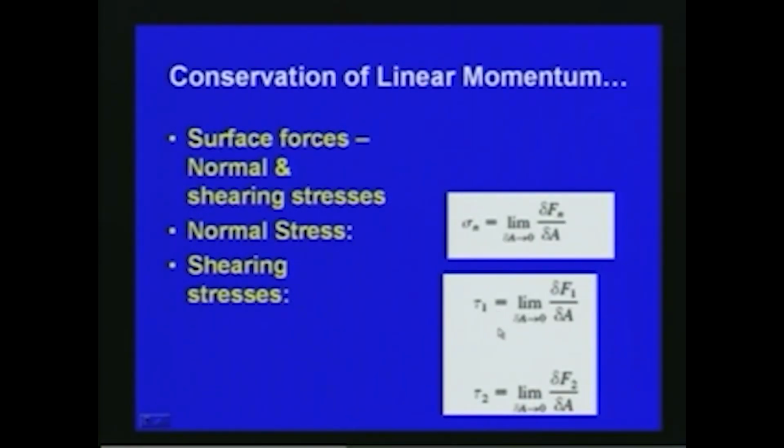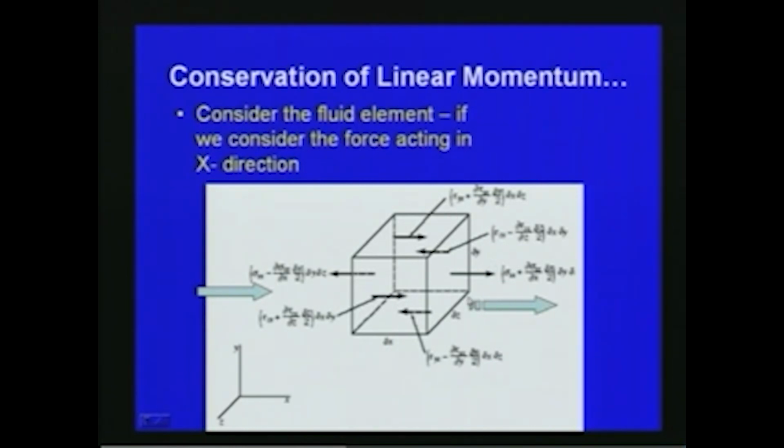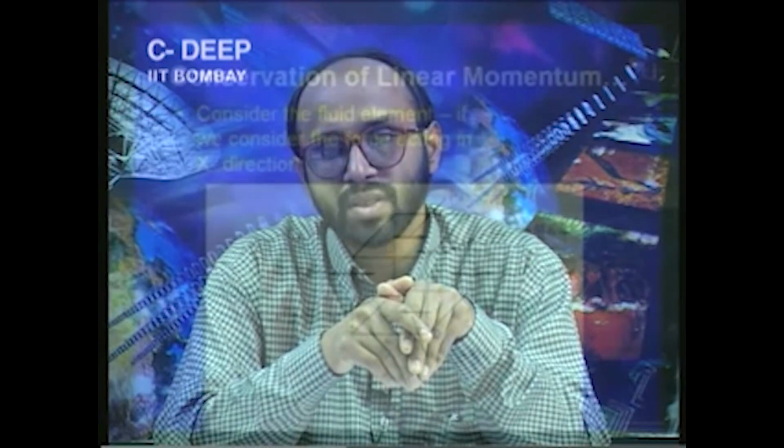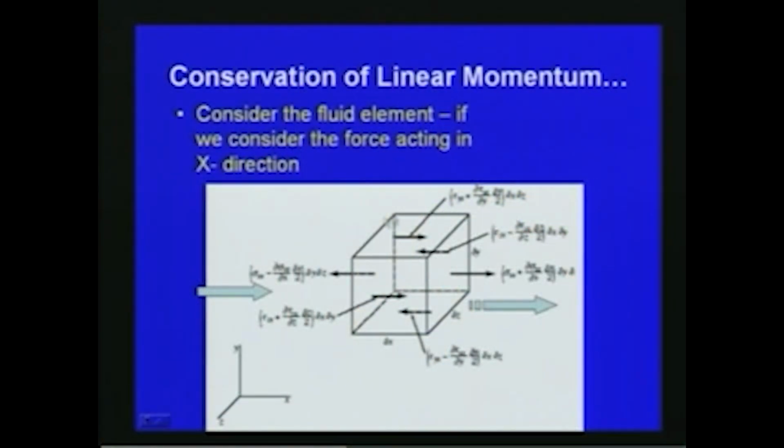We have already seen that, as far as a fluid element is concerned, the important forces are the body forces, mainly due to acceleration due to gravity, where the body force delta Fb is equal to delta m into g. For the surface forces, there can be normal and shearing stresses. The normal stress is sigma n equal to delta Fn by delta A as delta A approaches 0, and similarly we have the expressions for the shearing stresses tau 1 and tau 2. Now, based upon linear momentum, we are going to derive one of the fundamental equations of fluid mechanics, the so-called Euler's equation. This is mainly for inviscid flow, that means flow considered without viscosity, and it will be derived based upon the consideration of linear momentum.